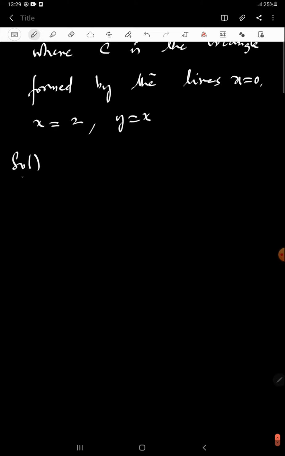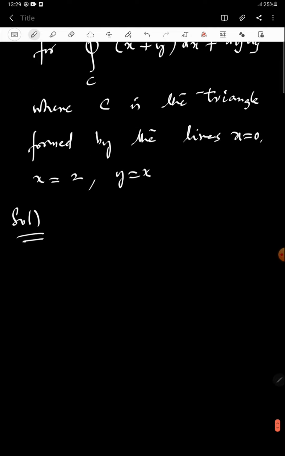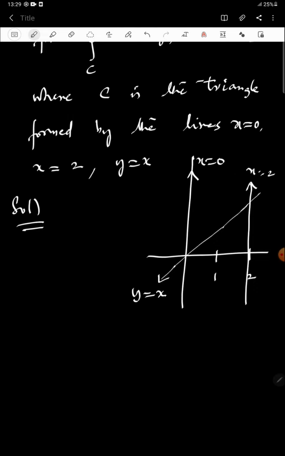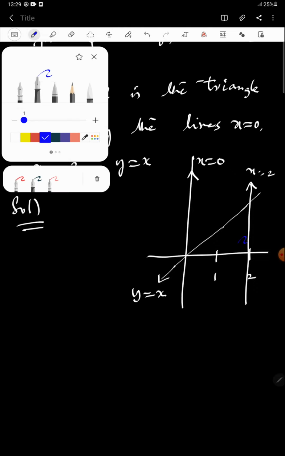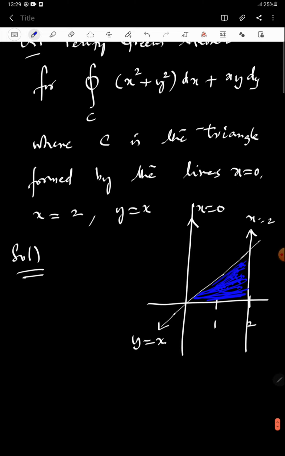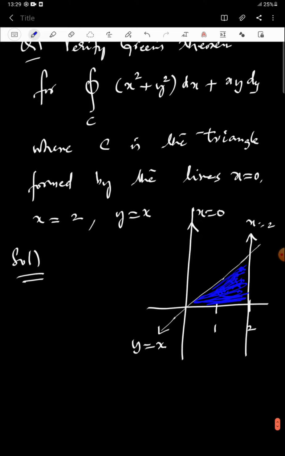Now the question is given to us where C is the triangle formed. So first of all, I'll draw where is that particular triangle. Let me take this as 1, this as 2. Then this line is x equal to 2, this is the y axis, x equal to 0, and the line here is y equal to x. So the region is this particular region, the blue region, and now we have to show that the integral of P dx plus Q dy equals the double integral of ∂Q/∂x minus ∂P/∂y.